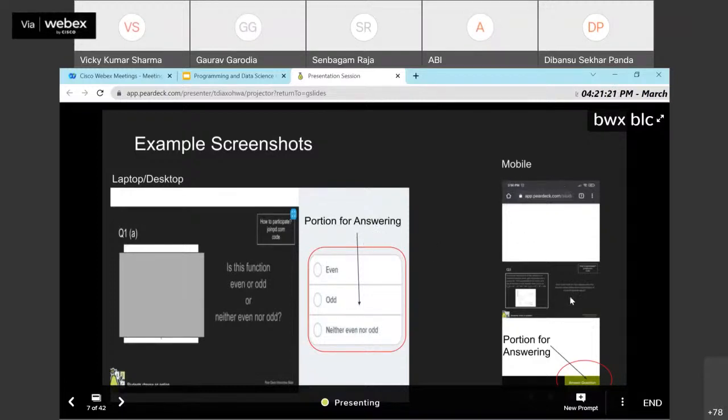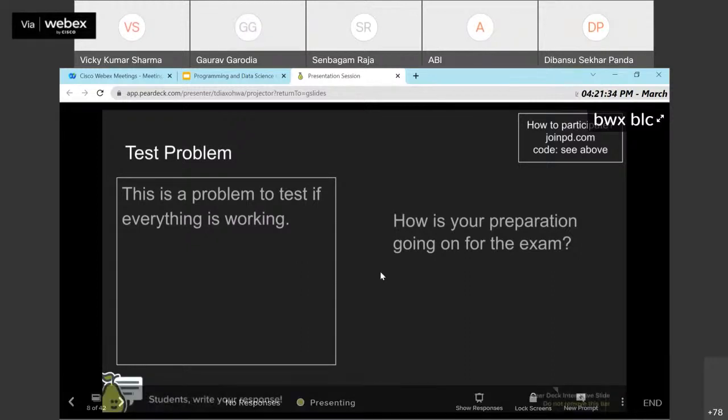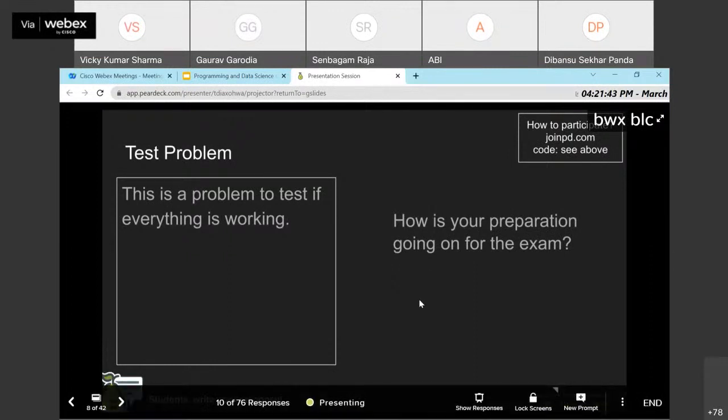If you're using a mobile, you get a question like this, and here at the bottom you will have the options for answering. Let's just quickly see how it looks like. The first question is just a test problem to check if everything is working fine. So how's your preparation going for exams? Here you will be given a response box to write. Okay, so I want you to respond there.